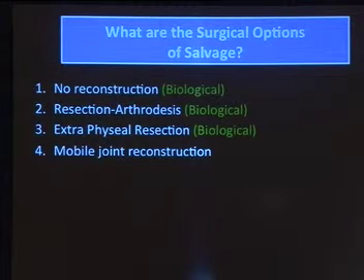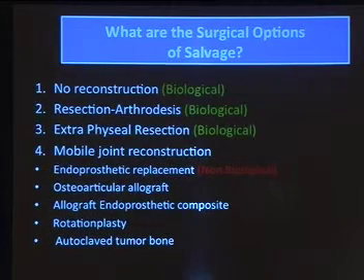What are the surgical options of salvage? I'm not going to go into those details. Surgical options can be biological or non-biological. In the biological group, you have no reconstruction, arthrodesis, extraphyseal reconstruction. And in the non-biological group, you have endoprosthetic replacement, but then you have a whole array of mobile joint bearing biological options like osteoarticular allografts, allograft endoprosthetic composites, rotation plasty, and autoclaved tumor bone.